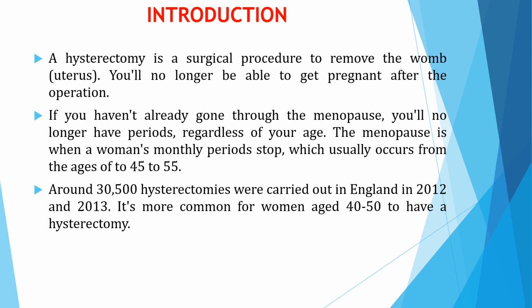So if you haven't already gone through the menopause, you will no longer have periods, regardless of your age. The menopause is when a woman's monthly period stops, which usually occurs from the age of 45 to 55. Around 30,500 hysterectomies were carried out in England. That's some statistics. هي هناك بعض الإحصائيات حول العالم فيما يخص الهيستريكتومي. And it's more common for women aged 40 to 50 to have hysterectomy. هذه just introduction.